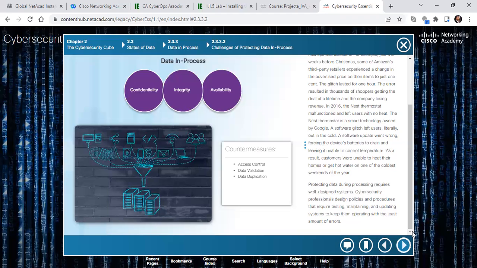Now, this one might not be a virus, but there's something wrong. Somebody was not there to maintain. Somebody was not there to test. Somebody was not there to update the system. And at the end of the day, what happened? They experienced some errors. So the work of a cybersecurity professional is to handle all these things.